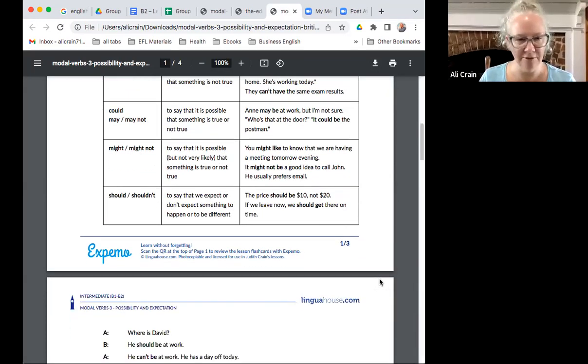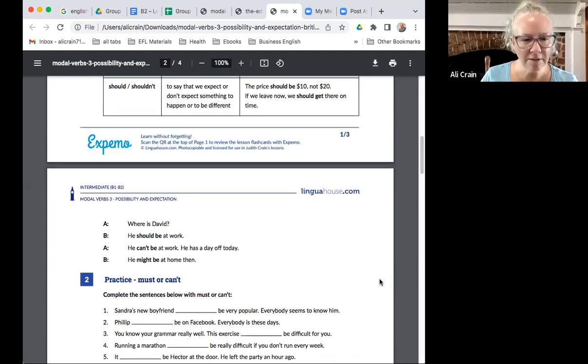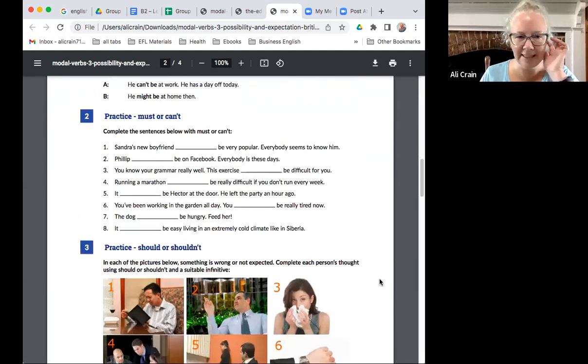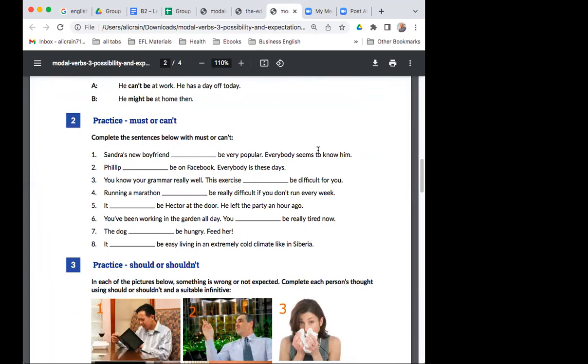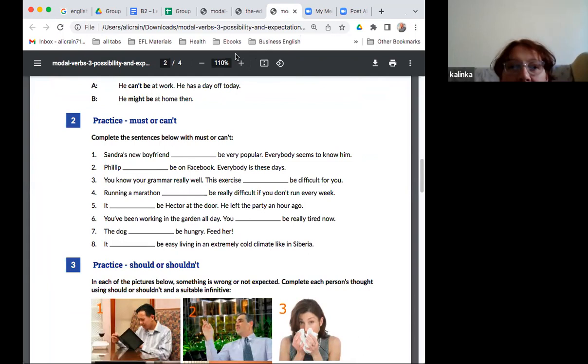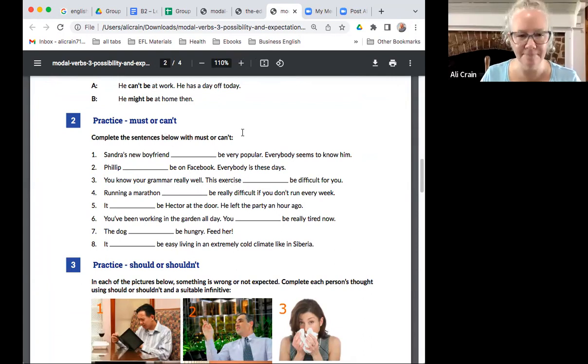All right, let's move forward. So, practice. We're going to practice must and can't. Let me make this just a little bit bigger. Kalinka, if you will read the first sentence. We're going to use either must or can't, and complete the sentence with it. There's no change in the words.